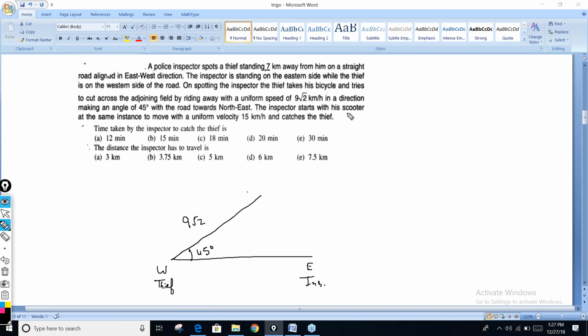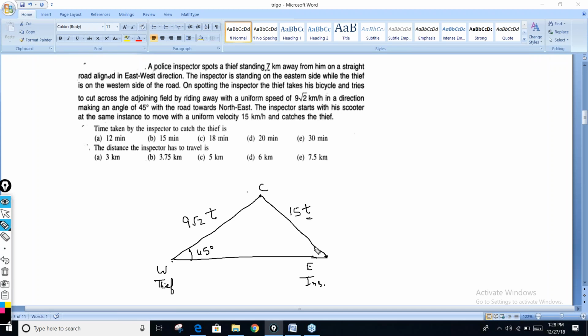The inspector starts with his scooter at the same instant to move with a uniform velocity of 15 km per hour and catches the thief. So the inspector starts running towards him, and let's say he catches the thief here, running at the speed of 15 km per hour. So the time is the same. In the same time when the inspector covers this much distance, the thief covers this much distance. Let's assume the time is t. So the distance will be speed into time. This point is, let's say, C. What we need to find out is the time taken, so we need to find t and the distance 15t.